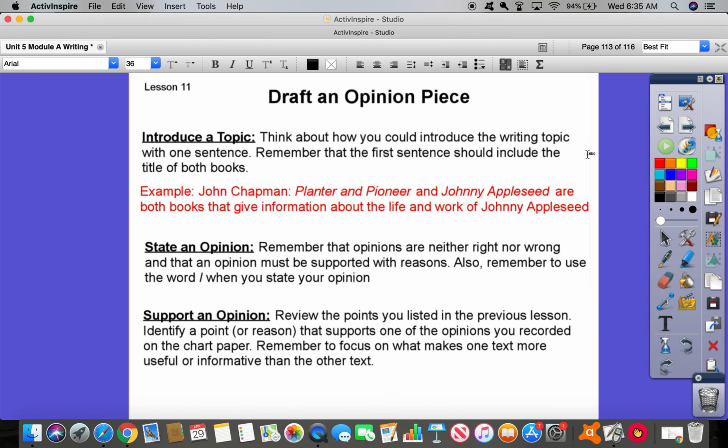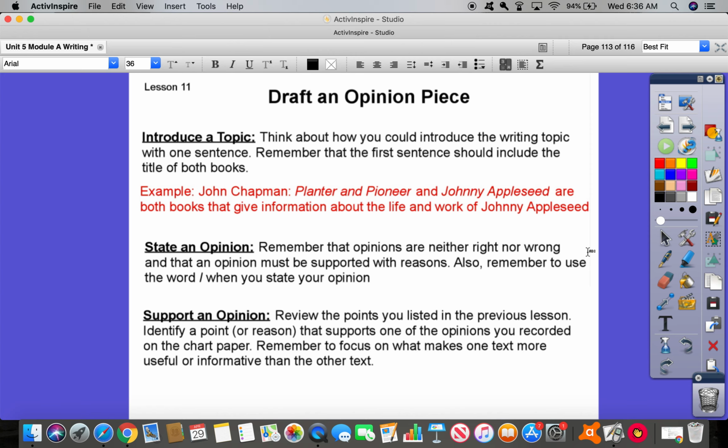So draft an opinion piece. Introduce a topic. Think about how you could introduce the writing topic with one sentence. Remember that the first sentence should include the title of both books. So for example, John Chapman, Planter and Pioneer, and Johnny Appleseed are both books that give information about the life and work of Johnny Appleseed.